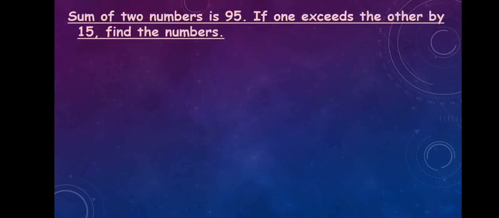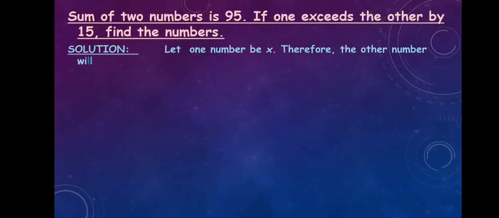The statement here is: the sum of the two numbers is 95. If one exceeds the other by 15, find the numbers. That means it's clear from the second line that one exceeds the other by 15. If one number is x, the other one will be x plus 15, and the sum of these two numbers is 95. So we'll proceed with this solution.